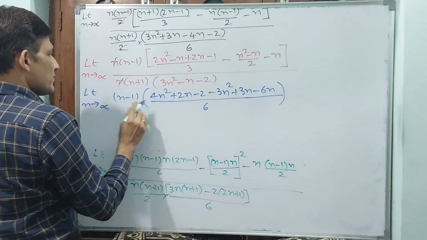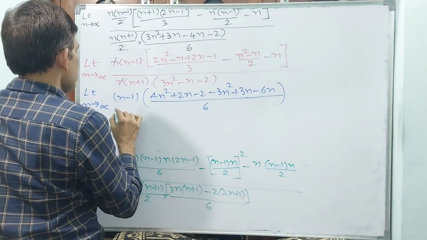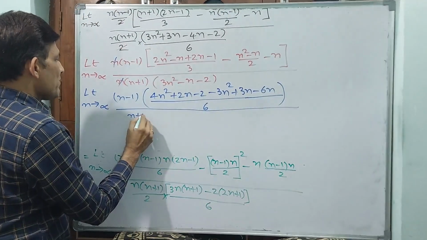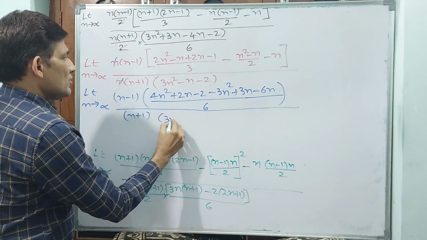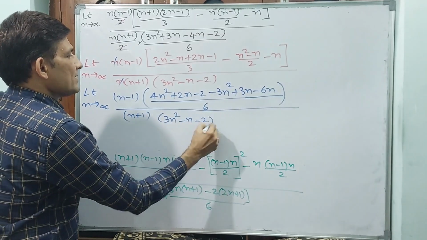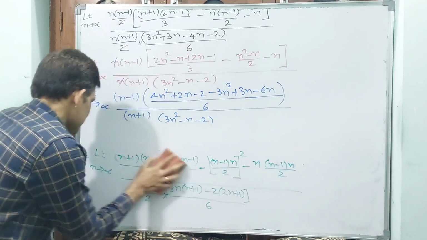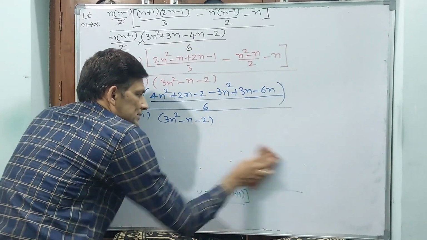Okay, all divided by n plus 1 into 3n square minus n minus 2. Shall I remove this green? Okay, pass and note down.